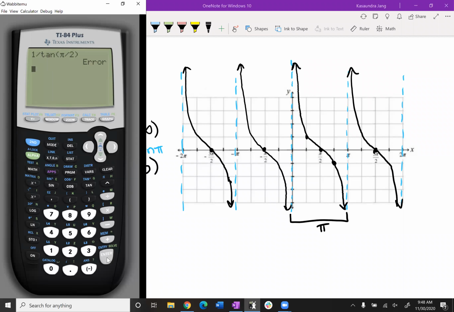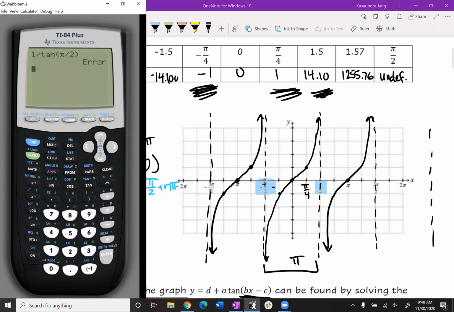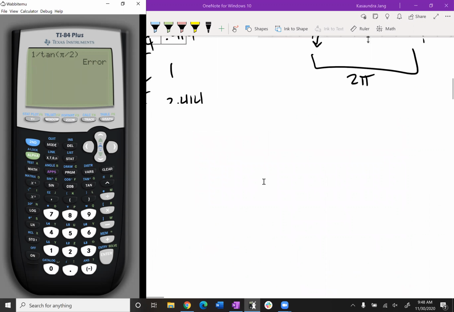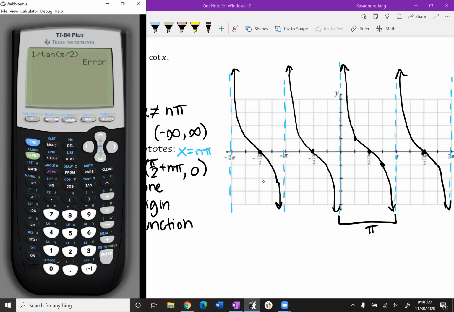Oh, okay. So here's why. What's tangent of pi halves in my calculator? Undefined, right? So my calculator is trying to do 1 divided by undefined. Does that make any sense? So let's try something that's not undefined. Let's try like a pi fourths right here.